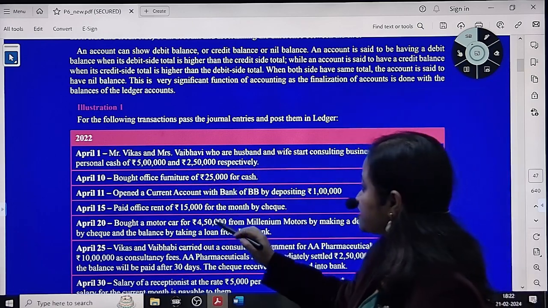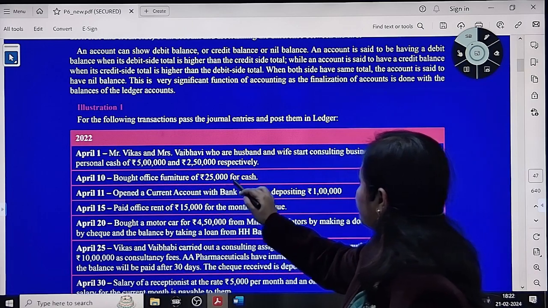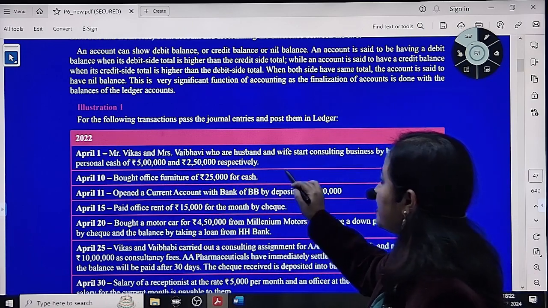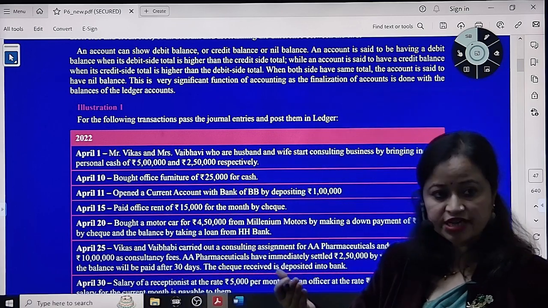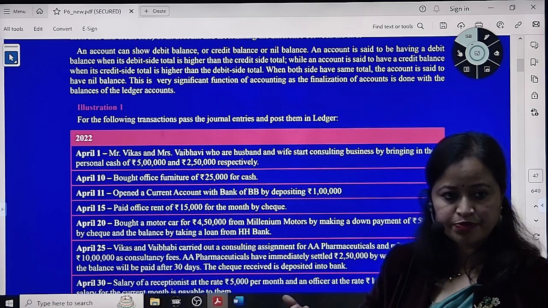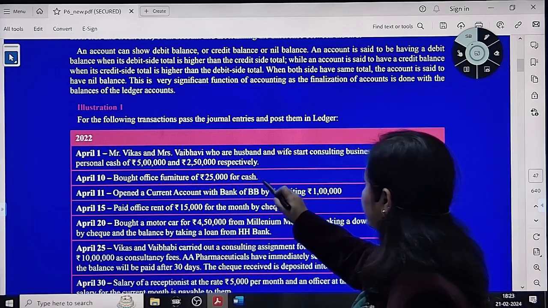Now next one, April 10, bought office furniture of rupees 25,000 for cash. Office furniture is coming in, so it will be furniture account debit to cash account, furniture account debit to cash account, that is 25,000.